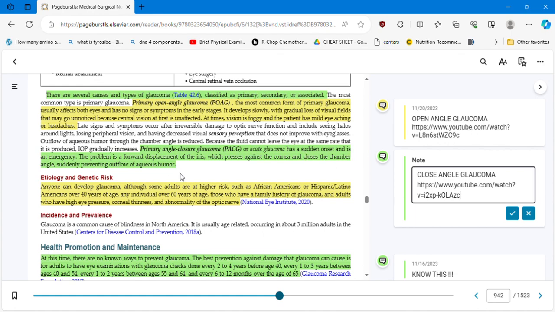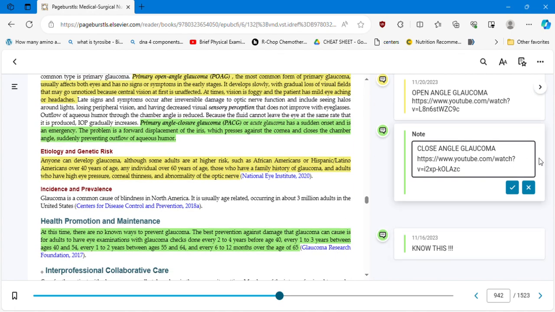So this close angle glaucoma, or acute glaucoma, has a sudden onset and is an emergency, of course. The problem is a forward displacement of the iris, which was mentioned in the video, which presses against the cornea and closes the chamber angle, suddenly preventing outflow of aqueous humor. That chamber angle is called the trabecular meshwork.